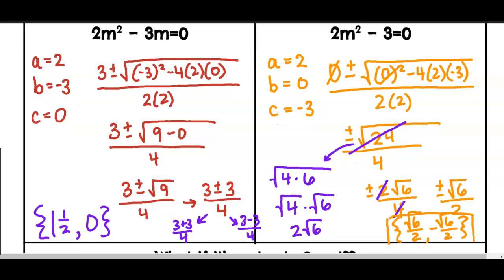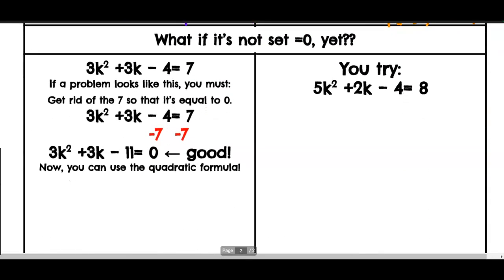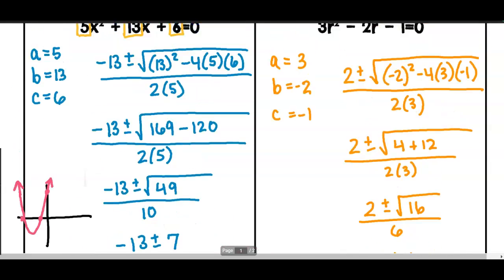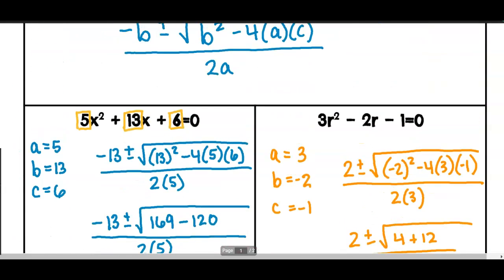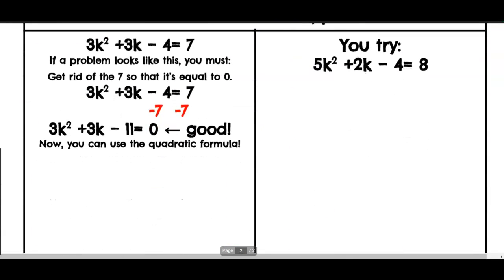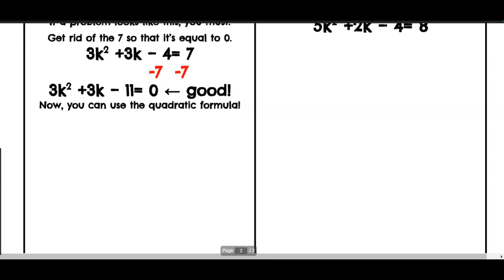All right, last two problems. So what if it's not set equal to 0? Hopefully you've noticed in these last four problems that we've done, our equations always equal 0, equal 0, equal 0. If that's not the case, you just have to solve for 0. So for example, 3k squared plus 3k minus 4 equals 7. Just subtract 7 from both sides, and you get 3k squared plus 3k minus 11. And then you just get to use the quadratic formula and work from there. So it's really just one easy step you have to take beforehand.